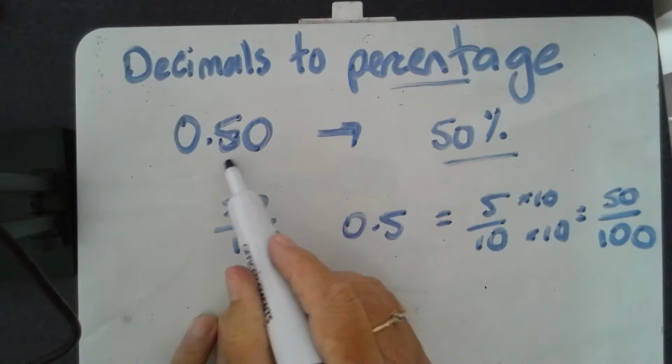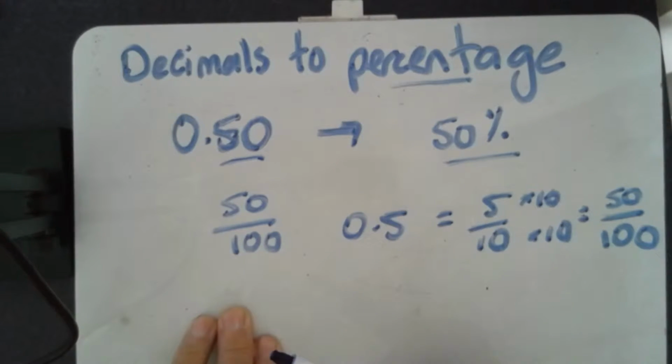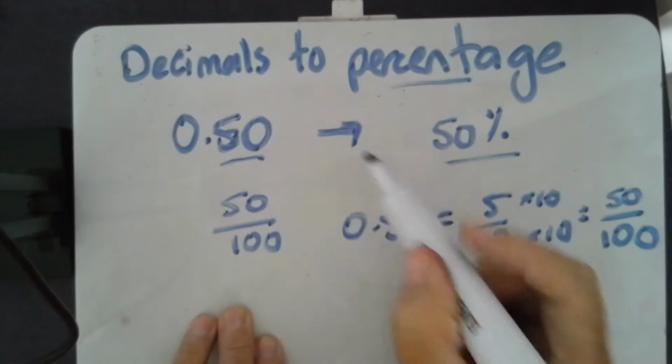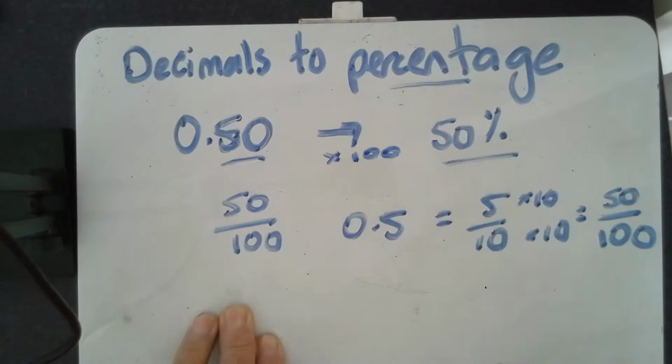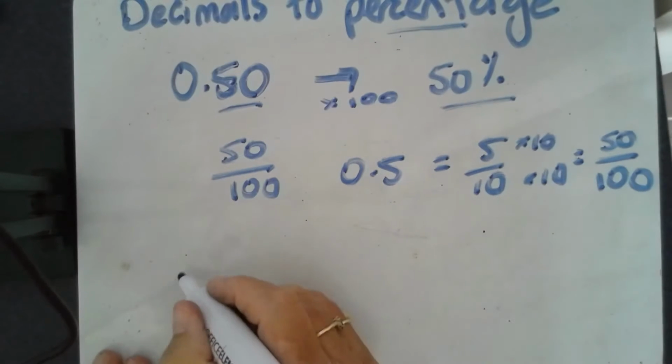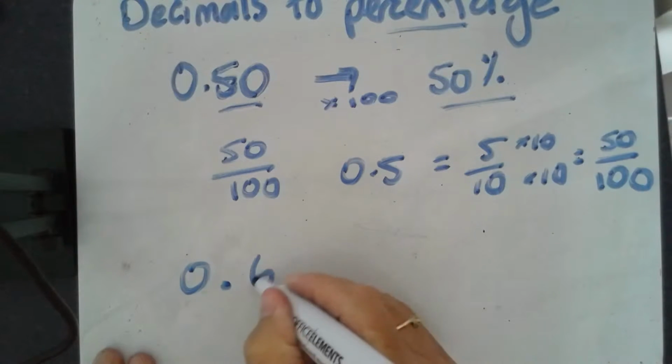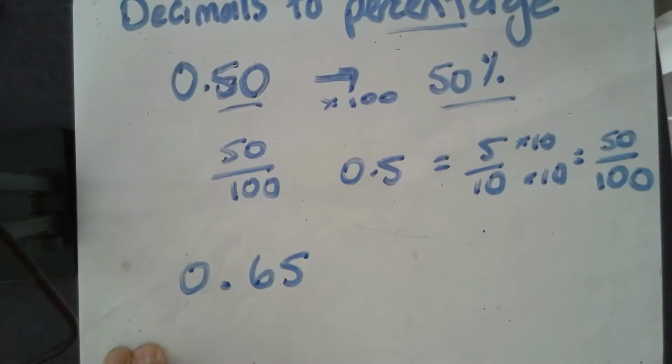So you can see that when you've written it like this, it's really easy to go from a decimal to a percentage. All we're going to do is times our decimal by 100. So let's have a look at another example. What if we had 0.65? What would that be as a percentage?